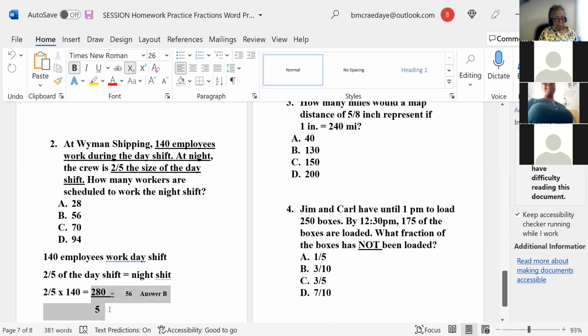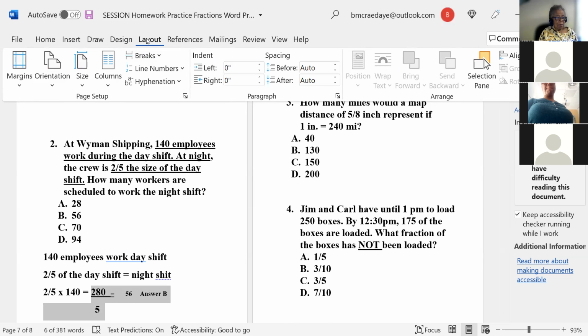Got it? What is it? There's something I don't comprehend about the 280. Because you said 2 times 140 is 280. That's why I say you just double the 140. Yeah, 2 times 140 is doubling the 140. And then I divided 280 by 5. That's what I said. That's all I need to do. Okay, that's it.